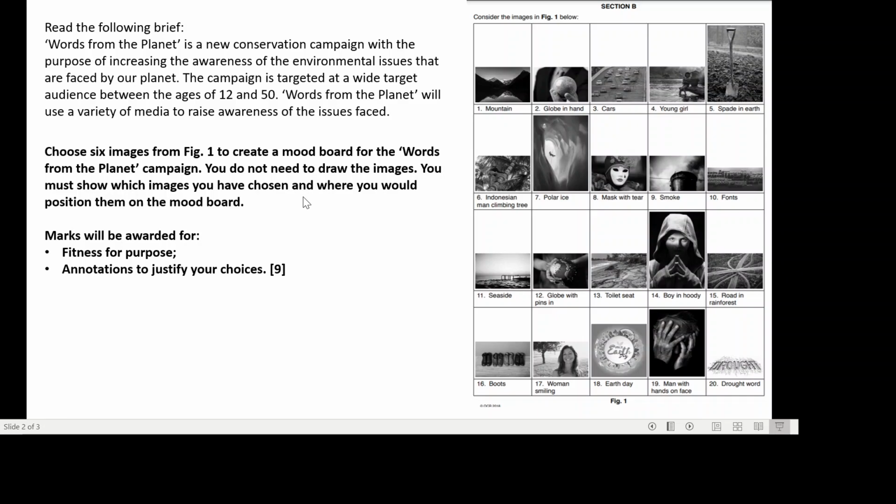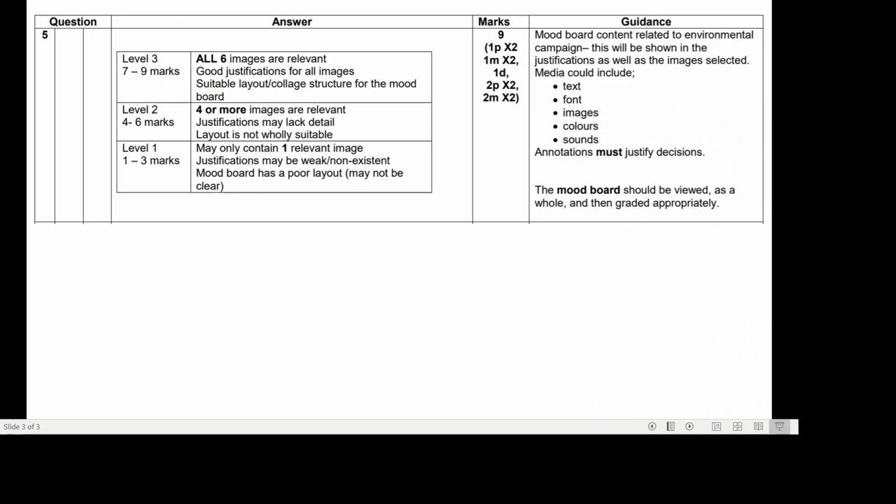So the key to doing it is to pick the picture and then link it back to the brief and explain why you've picked it. Okay, so if they've picked 4 or more images that are relevant, but the justifications may lack detail, so they've not really clearly justified why they've picked the images, but they are correct. Okay, the layout is not wholly suitable.